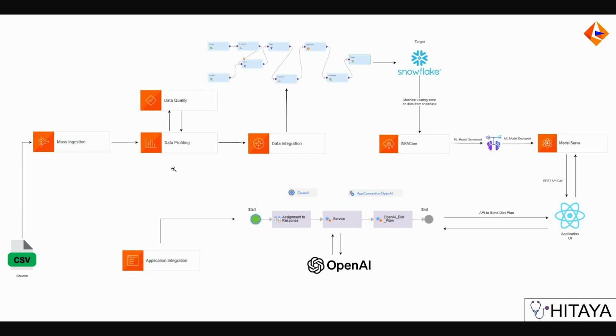Then from the data warehouse, we are taking that data to our Infra Core, where with the help of Python, we are able to build the AI/ML models. Then with the help of Model Serve, we are able to deploy those models. And then with the help of a React application, we are able to leverage those models by sending REST API calls. With the help of application integration, we are able to integrate the OpenAI endpoint. Our React UI is going to call our application integration API endpoint, which in turn leverages a third-party API endpoint, which is OpenAI, and it is going to send the diet plan for the users.